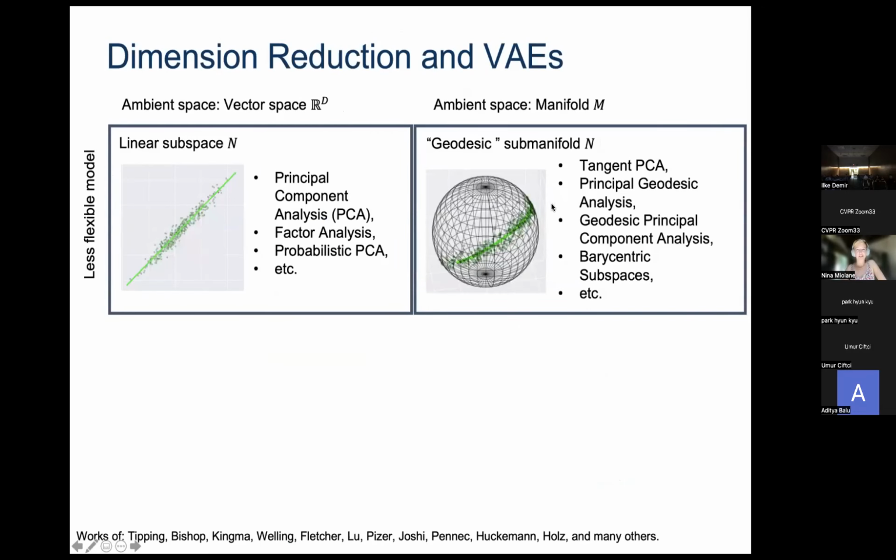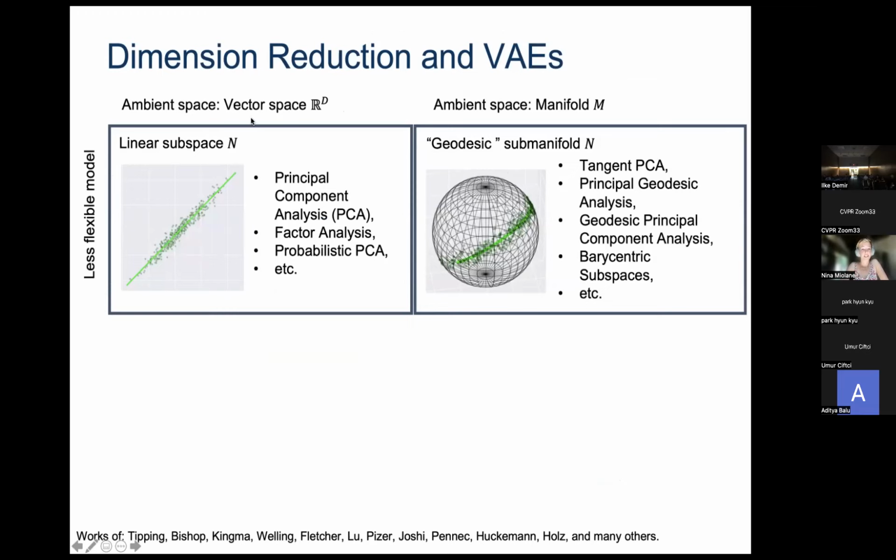So, dimension reduction and variational autoencoders. I'd like to present a geometric perspective on them, to emphasize where manifolds come in. On the first line of this table, you can see two classes of dimension reduction methods.